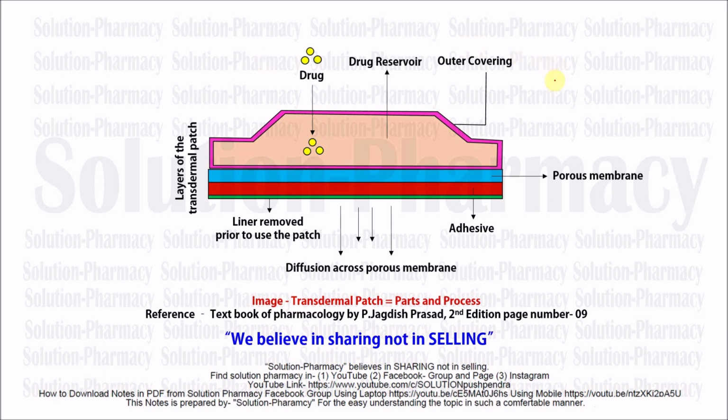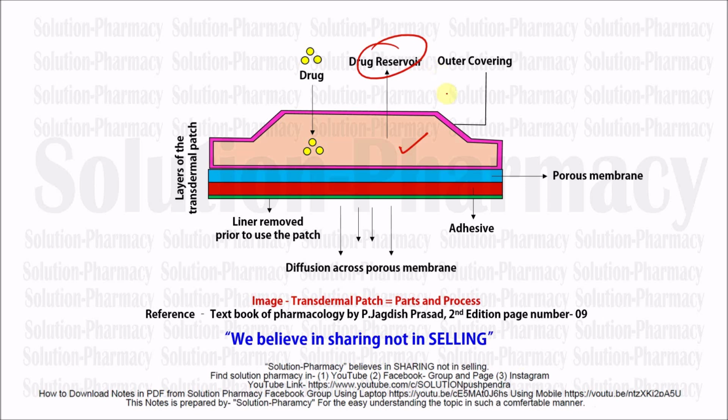In this diagram, as you can see, this is the main part. This is called the drug reservoir. Drug reservoir means a place where the drug is kept for release, so that the drug can cross the skin and produce a desirable effect at a particular or restricted part of the skin.